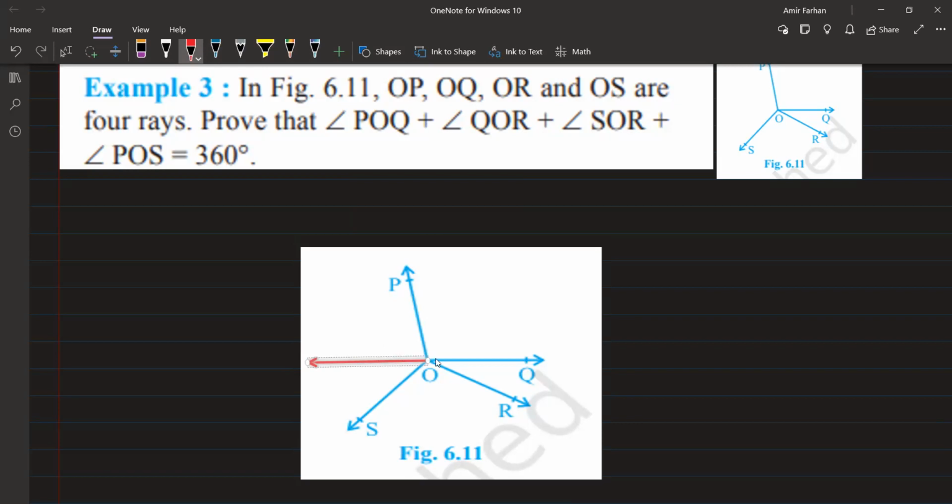Now tell me, suppose this ray is said to be T. I'm saying this is a ray, this line is T. Clear? Now tell me, this is a straight line, this is a straight line, yes or no? Yes, of course. Yes, na? So angle POT or angle POQ will be equal to what?